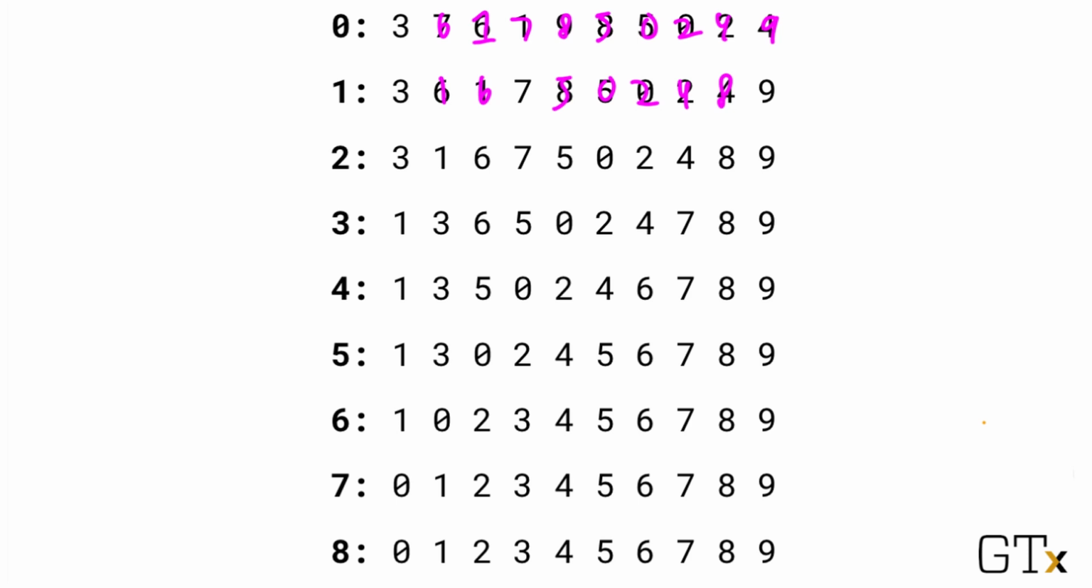The drawback of a bubble sort is it's actually pretty inefficient. A lot of swaps were necessary. So it's probably the easiest sort to implement, but it also operates in an inefficient time, O of n squared.